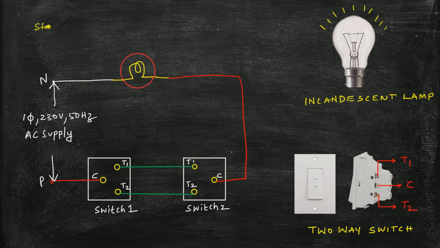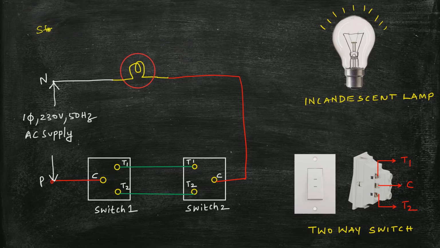Moving on to state 2. So in state 2, I'm going to create a connection between C and T1 for the first switch, T2 and C for the second switch. As I turn on the power supply, the current flows from the phase to the C terminal, C to T1, T1 to T1 of the second switch. You can see there is no physical connection between T1 and C. Thereby, the circuit remains open and the lamp is off.